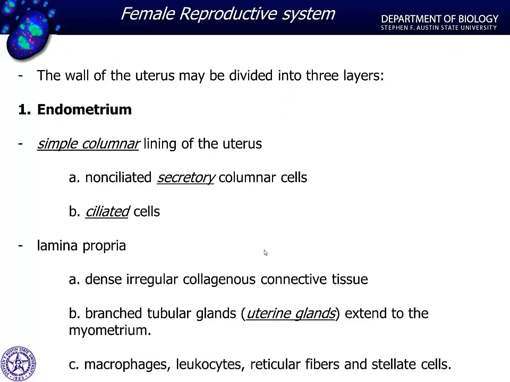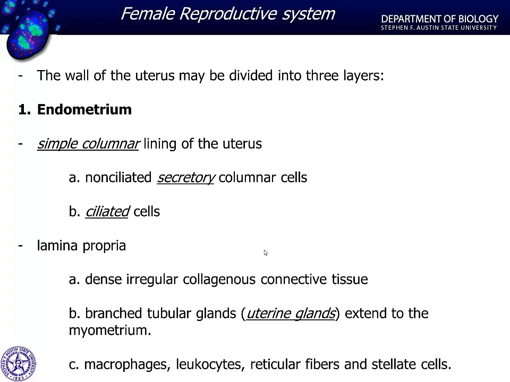Now, the inner lining of the uterus is going to be the endometrium. Now, the endometrium is going to be simple columnar in nature, and we're going to see non-ciliated secretory cells and ciliated cells, and this is going to be the layer that so drastically expands during the menstrual cycle of females, and this is by and large the portion that is going to be lost at menses each and every month in the form of that period cycle and the bleeding that happens.